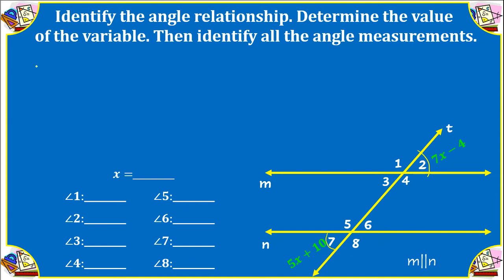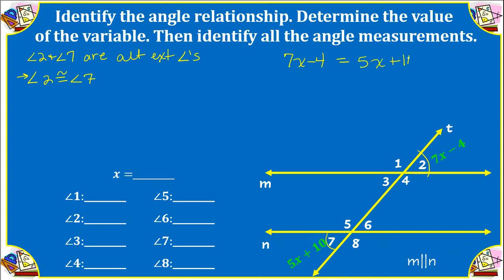Angle 2 and 7, they are alternate exterior angles. So therefore, angle 2 is congruent to angle 7. So here is the equation we're going to use, and I'm going to substitute 7x minus 4 for angle 2, and I'm going to say it is equal to angle 7, which is represented with the expression 5x plus 10.